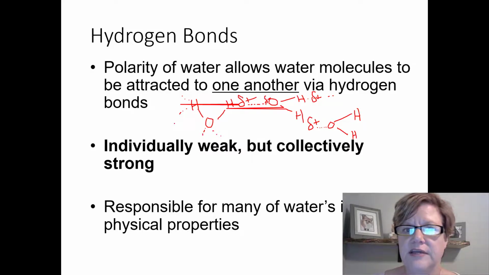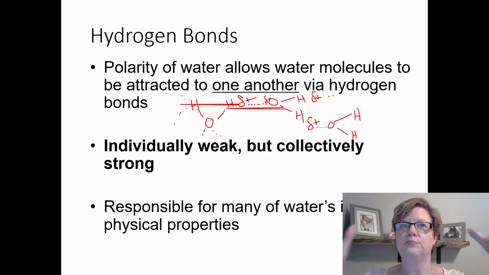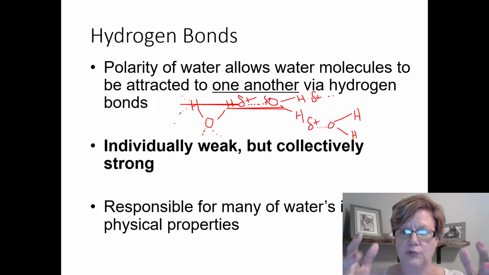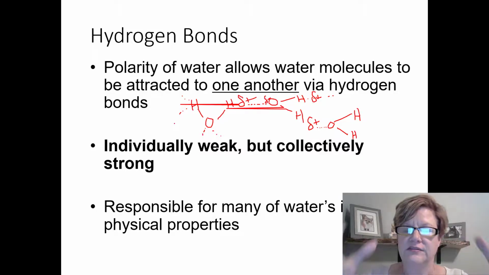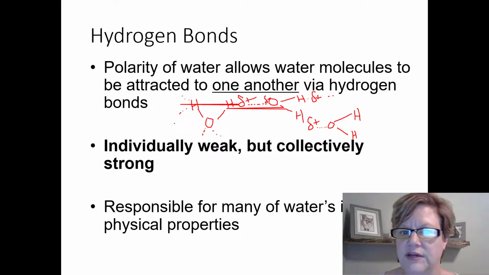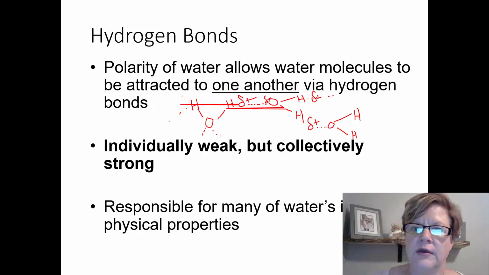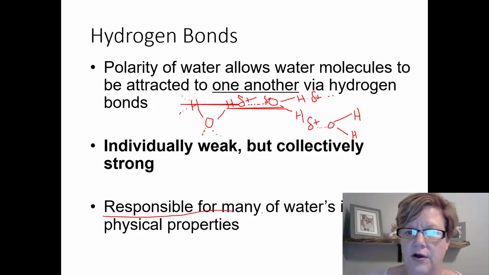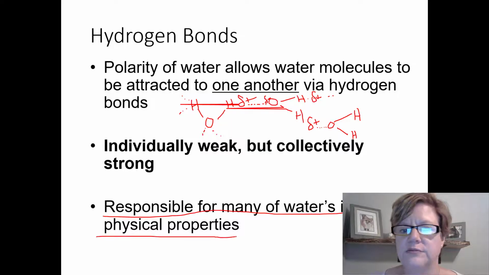So what we typically say of hydrogen bonds is individually, any one of these hydrogen bonds is very weak. But because you have so many of them in water, collectively it's strong. So individually weak, but collectively strong. And these hydrogen bonds, which are the result of water having partial positive and partial negative charges, are what makes water so special.